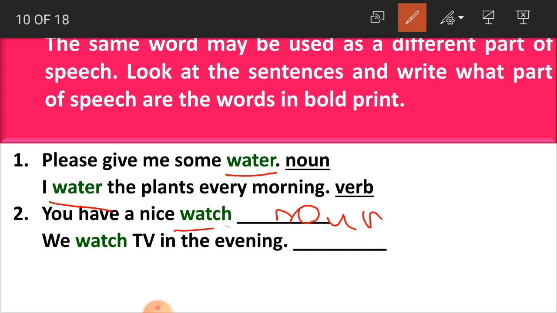And second sentence, we watch TV in the evening. Same word, watch. What does this watch become here? Any guesses, children? Yes, it becomes verb. Why? Because watching is some type of action. We are watching in the sense we are seeing. We are seeing the programs on the TV. So that is why it becomes an action. So this word becomes verb here.